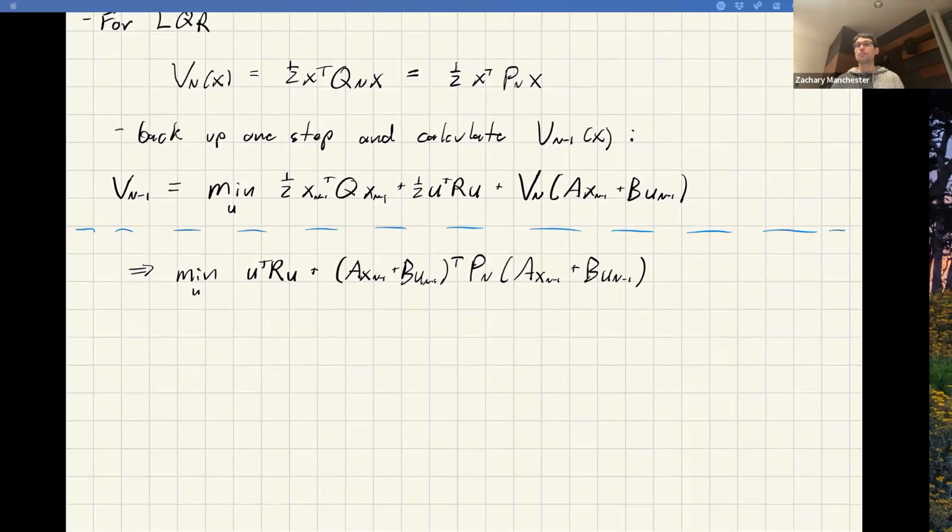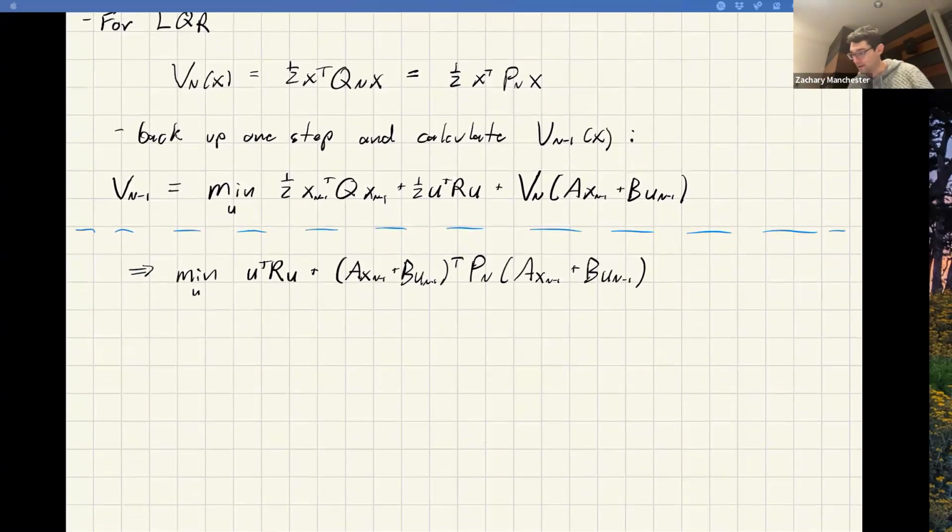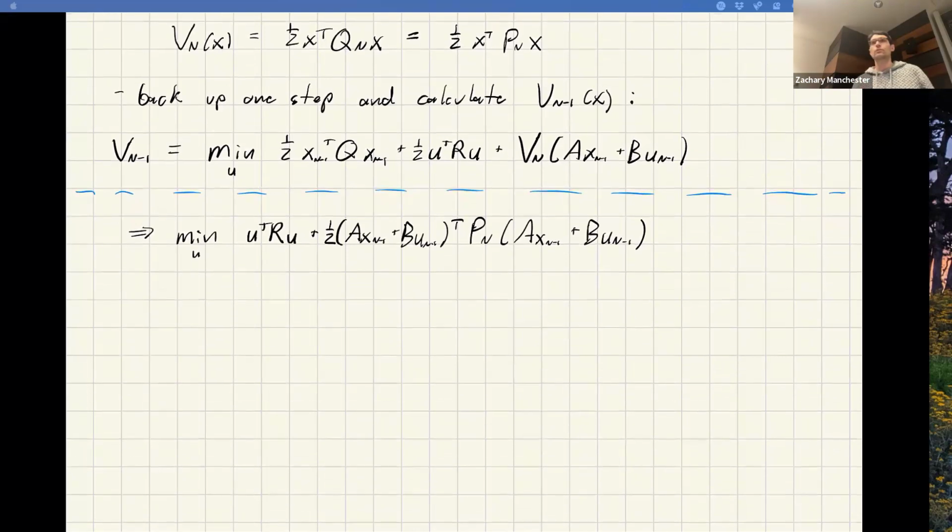Okay. You still need the 1/2? Yeah, you're right. Thanks. Good catch. Yeah, u transpose R u, yes. You're totally right. It turns out it doesn't actually matter, it's basically a 2 that divides out because I set it equal to 0. But for consistency, I should write it that way. You're right. Good catch.